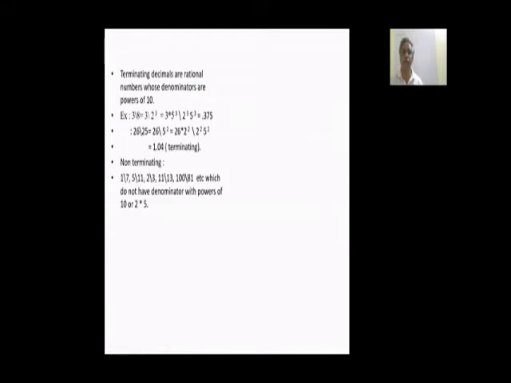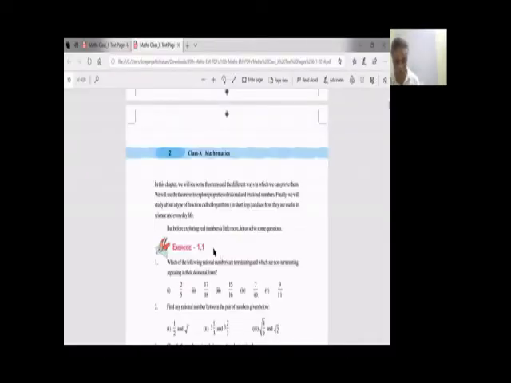Now, let us see examples from your chapter. Let us see exercise 1. Which of the following rational numbers are terminating and non-terminating? 2 by 5, because it's a multiple of 5.